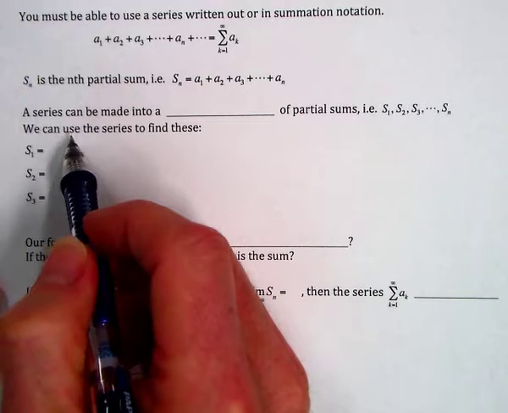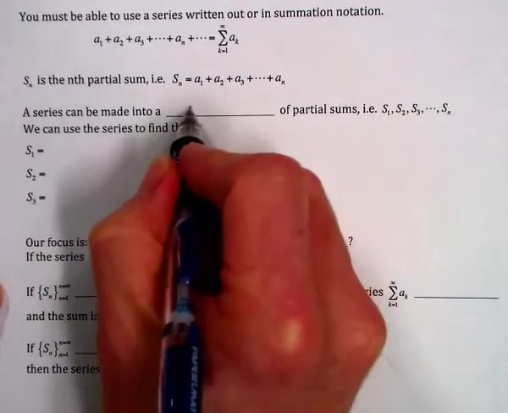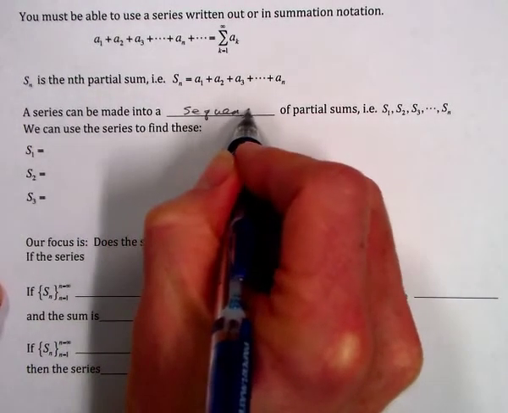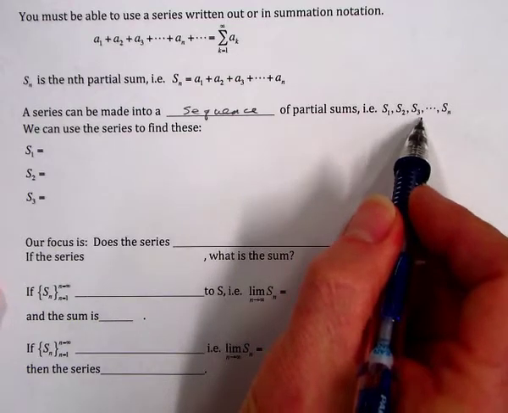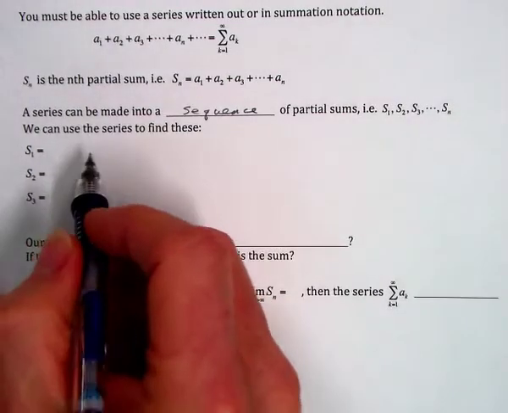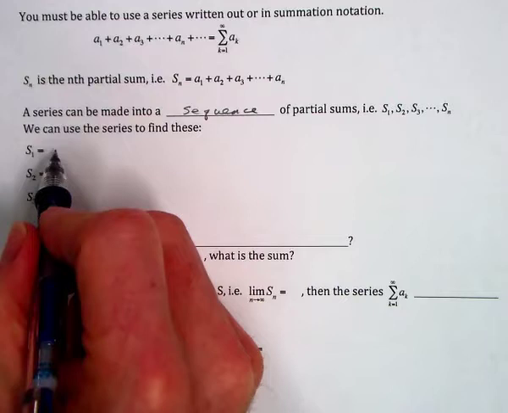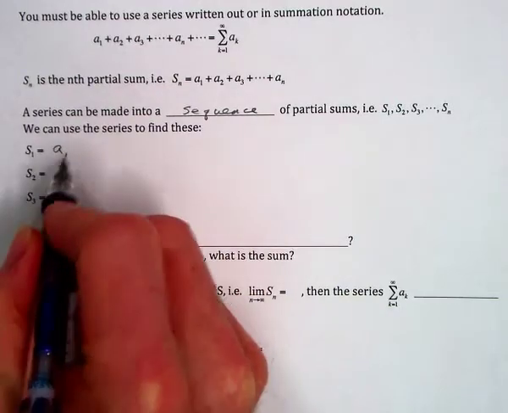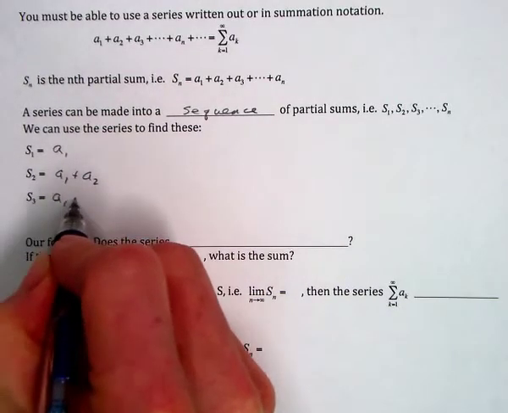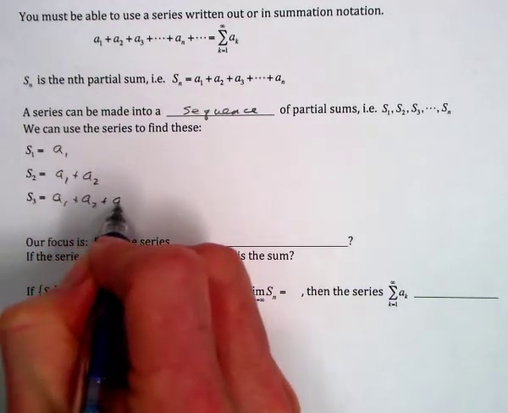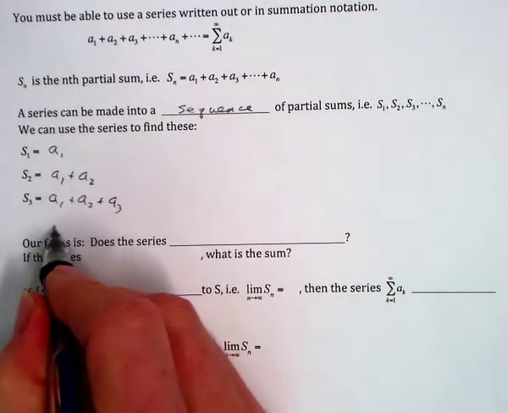A series can be made into a sequence of partial sums, i.e. s sub 1, s sub 2, s sub 3, all the way to s sub n. So we can use a series to find these. S sub 1 would just be the first term. S sub 2 would be the sum of the first two terms. S sub 3, the sum of the first three terms, etc.